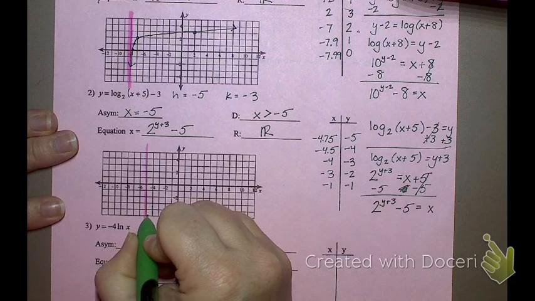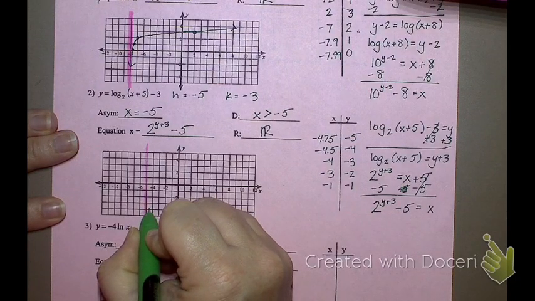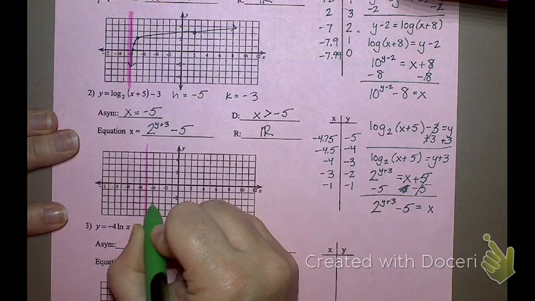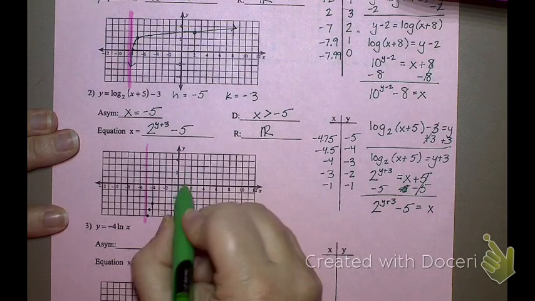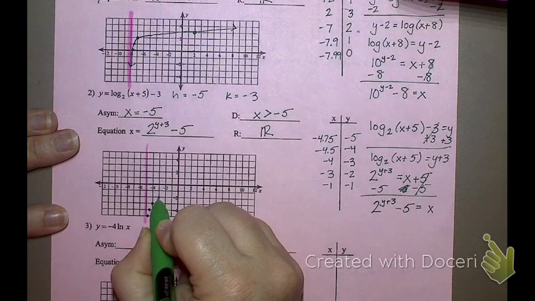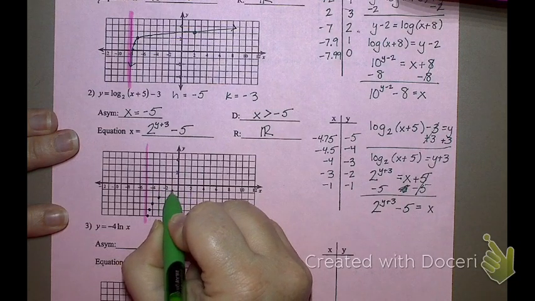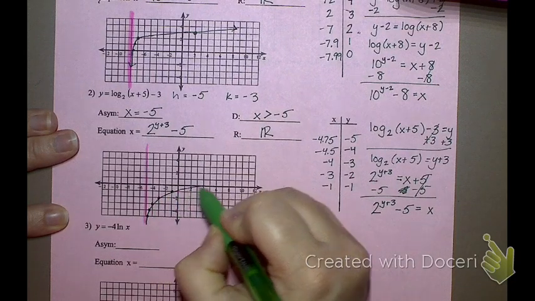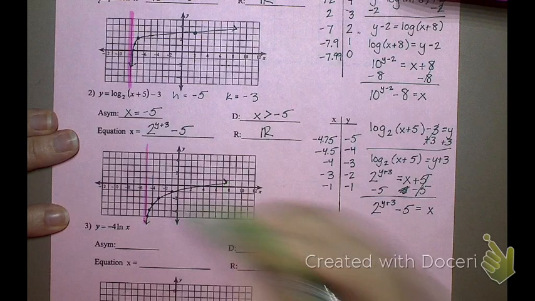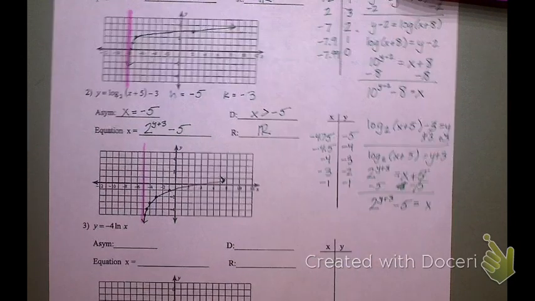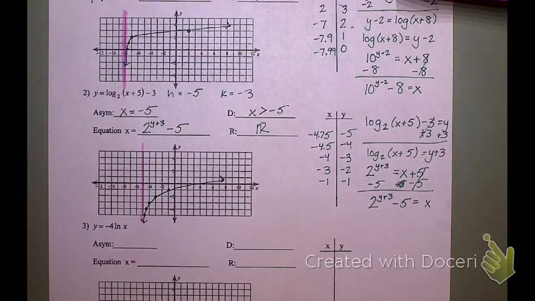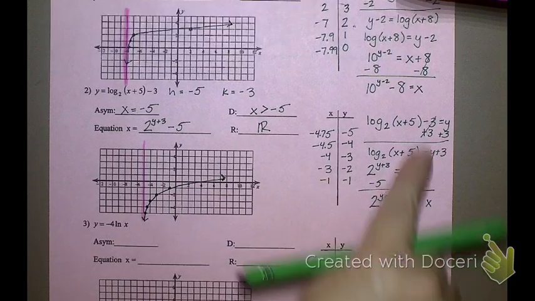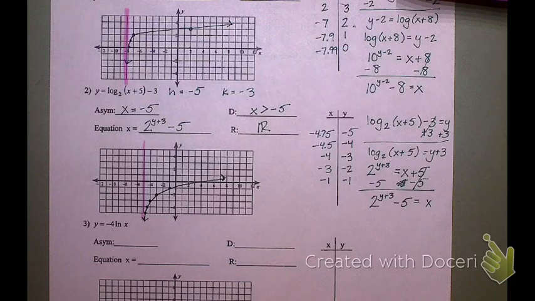-4.75, -5, -4.5, -4, -4, -3, -3, -2, and -1, -1. So you can see this one kind of goes like that. Okay, questions on that one? Again, I need to see the graph, the XY chart, and this work on your paper. Okay?